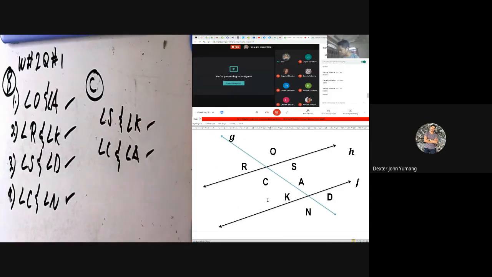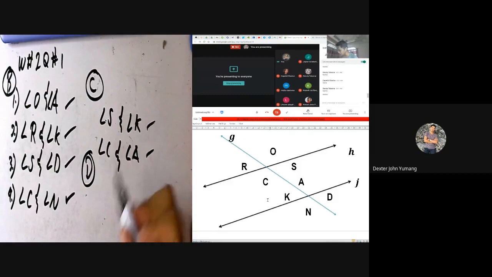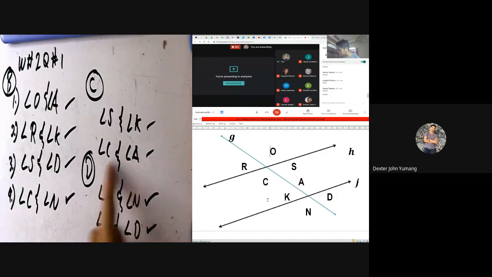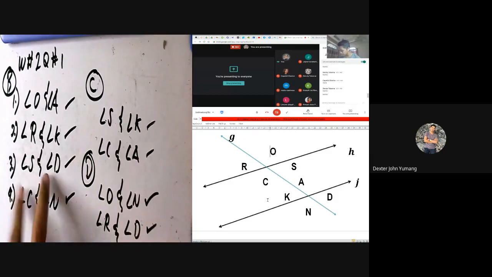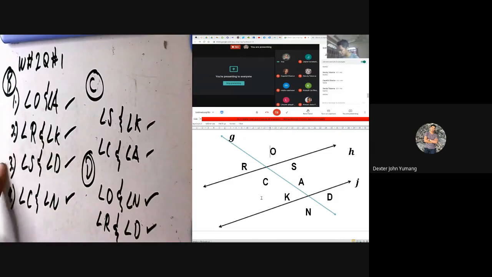Next, letter D, alternate exterior. Sa labas naman po, angle O and angle N ang mag-partner. Next, angle R and angle D. Yan po yung mag-partner. Another 2/2 for letter D. So please check your answer now. Pwede pong mag-rumble, pwedeng baliktad, or pwedeng yung 1 mo magiging 4, yung 2 mo magiging 3. Okay? Can I proceed now?